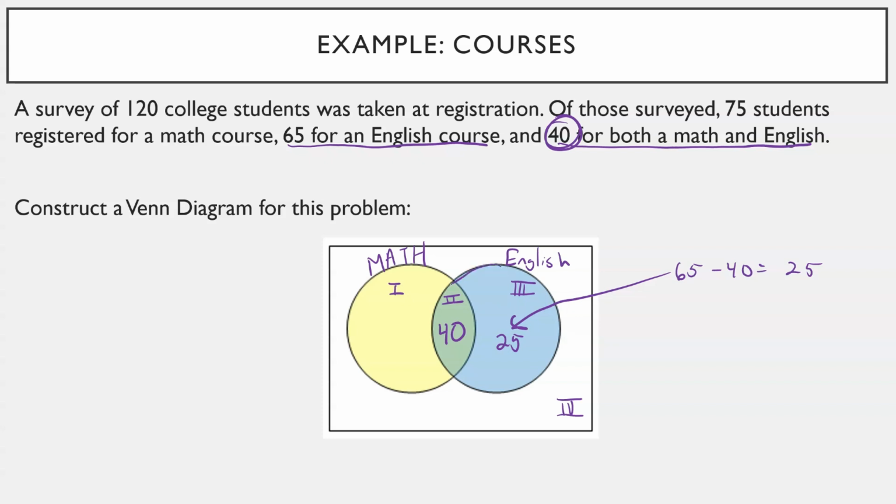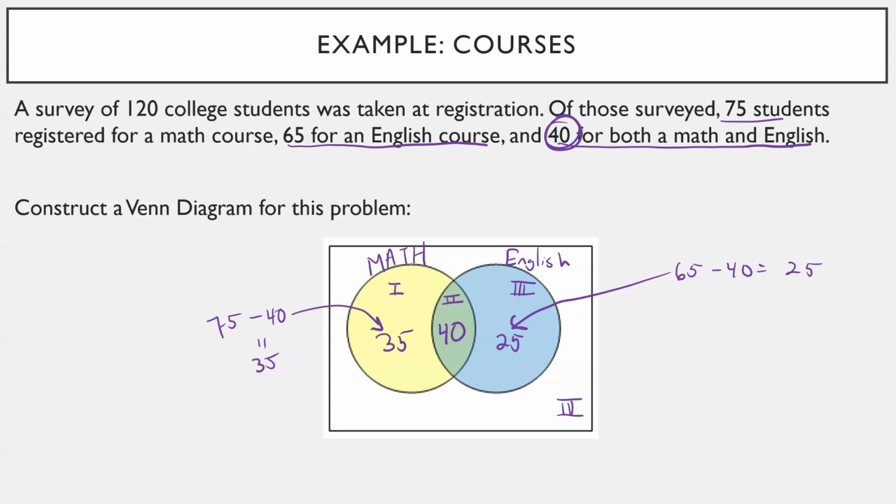If you look at the English region, 40 and 25 give me that 65. So we do the same thing for math. 75 students registered for a math course. Well, how many students are already in the math circle? There are 40 students already in the math circle. So if I've already accounted for 40 of them, that means there's 35 right here.